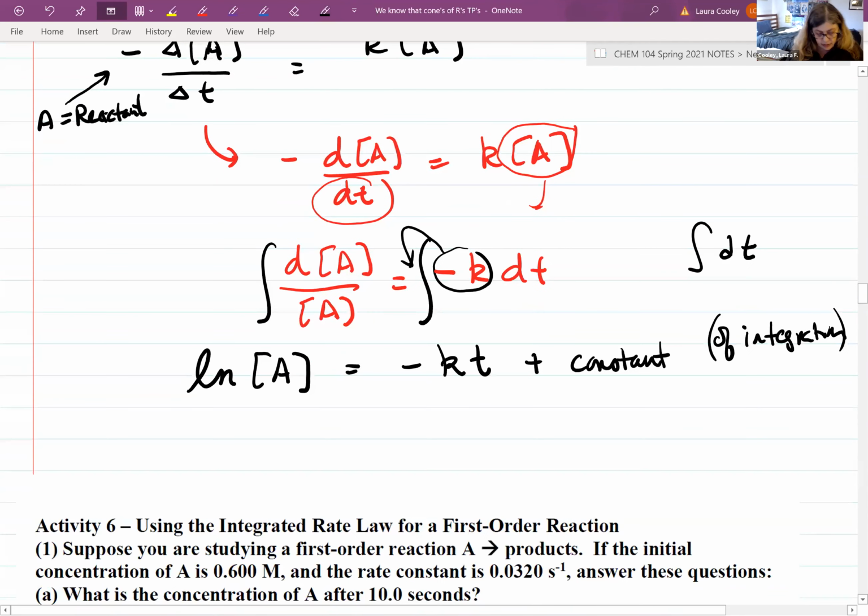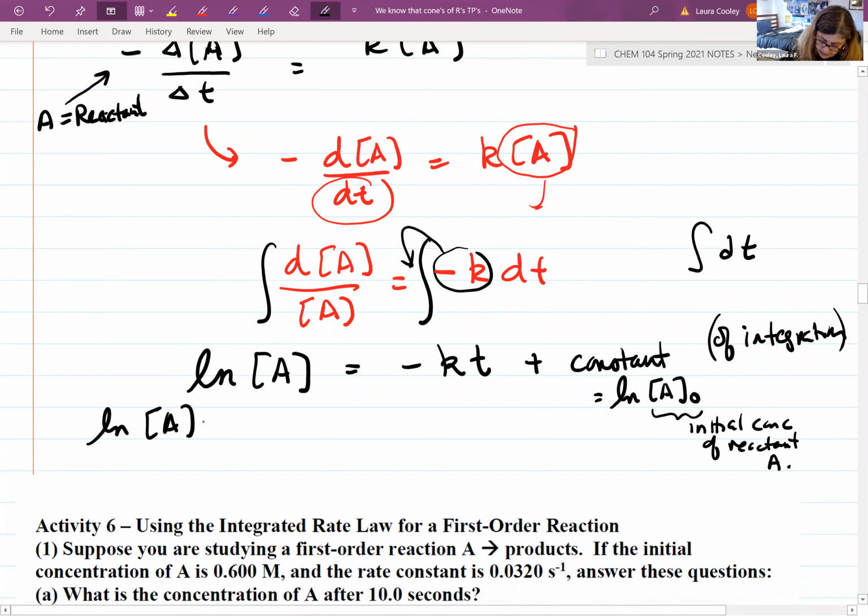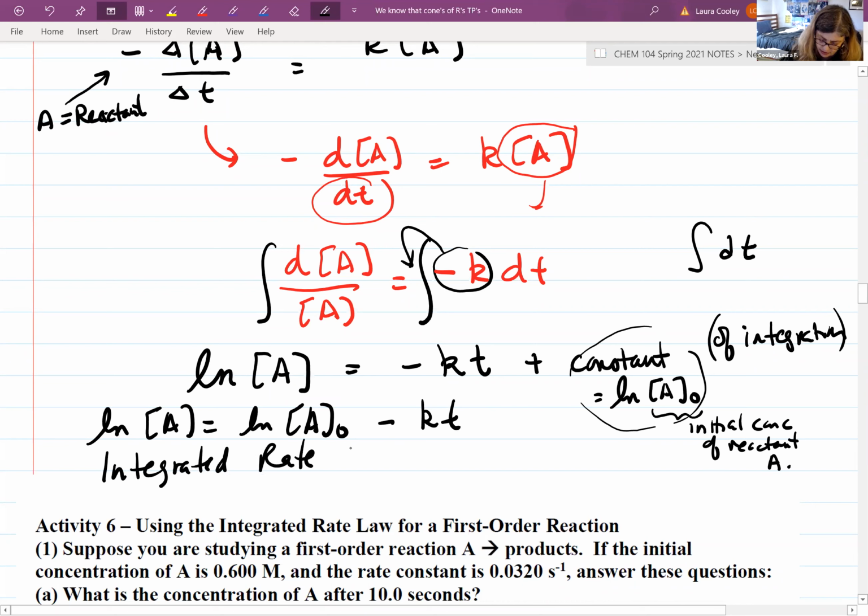Later on, I'm not going to go through it now, but this constant turns out to equal the natural log of the initial concentration, which I'll call A0. So A0 is the initial concentration of reactant A. So this becomes ln A equals ln A0 minus kt. And this is the integrated rate equation or rate law.